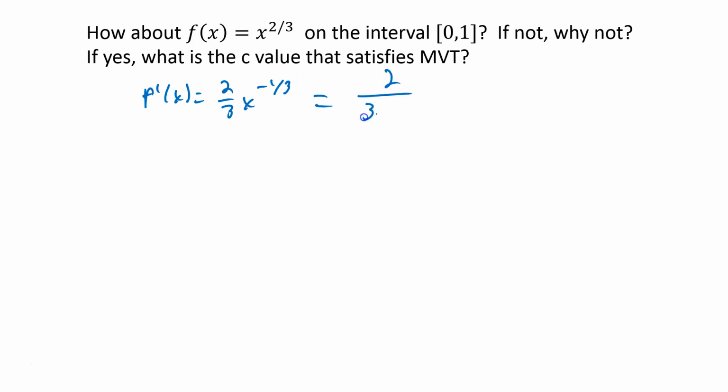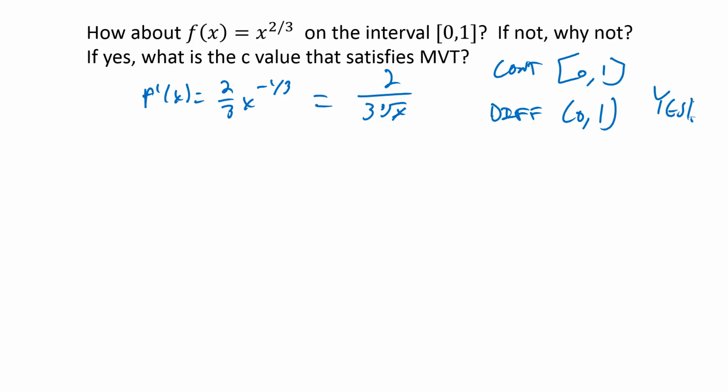That's 2 over 3 cube root of x. And again, we have this 0 here. But what does it say? It's got to be continuous on closed [0, 1]. It only has to be differentiable on open (0, 1). Right? And if we're not including 0, then everywhere in there I can plug in. I can get as close to 0 as I want, and this will exist, just not at 0. So this is a yes. This one works out. Again, this is going to be a cusp point.